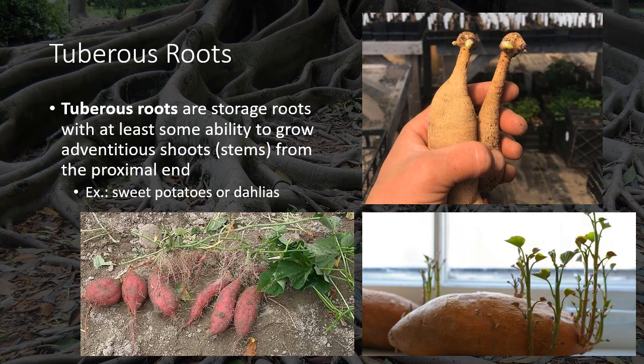This top right-hand image is of some dahlia tuberous roots, and you can see the little green buds that are forming at the proximal end of those tuberous roots that will develop into the stems of a new dahlia plant.